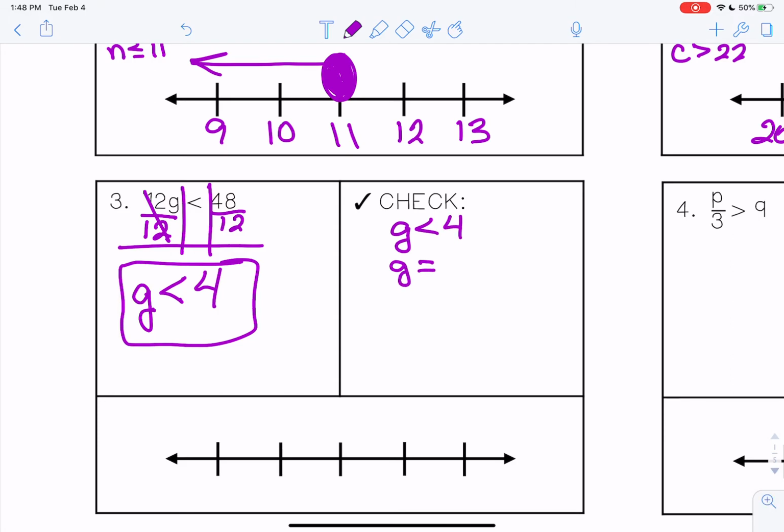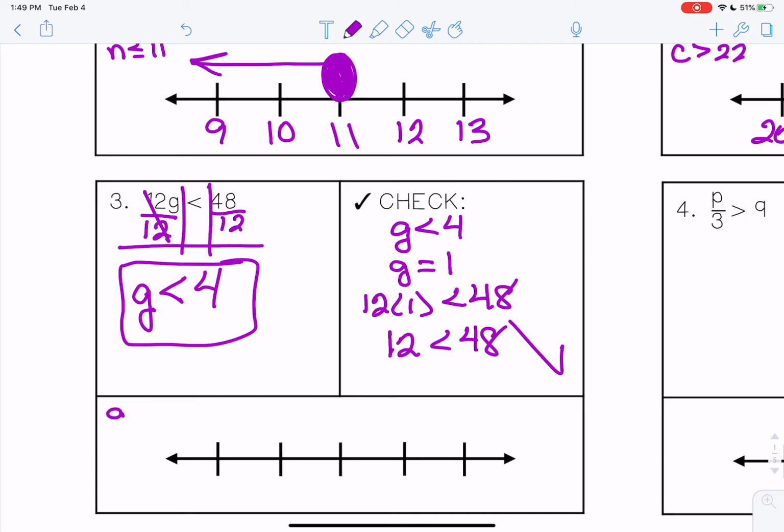So to check my answer, if G is the numbers less than 4, I want to pick something that's going to be easy to test. So in the original equation, we have 12 times G. So I want something that's smaller than 4, but that's easy to use if I'm multiplying by 12. So if you're a little shaky on your 12s, choose a number you know. So for example, something smaller than 4, I'm going to choose 1. Because I know 1 times anything is that number. So 12 times 1 is just going to be 12. And 12 is less than 48. So we did that correctly.